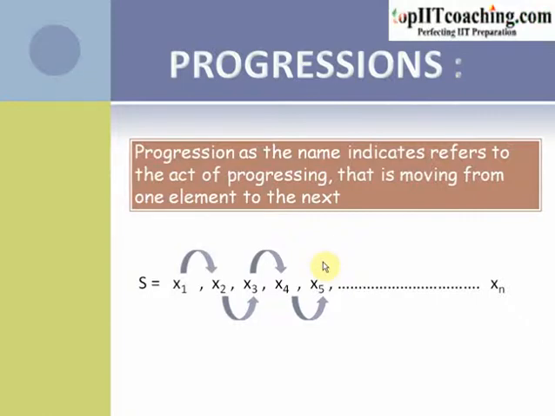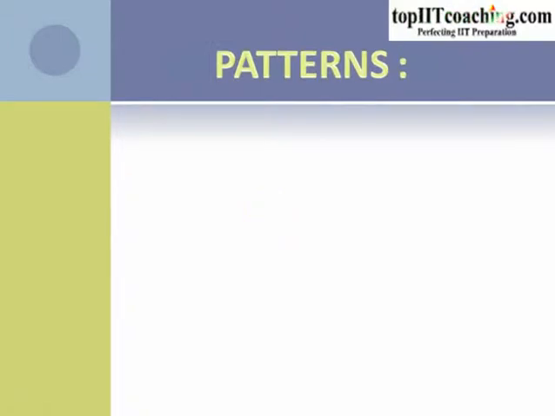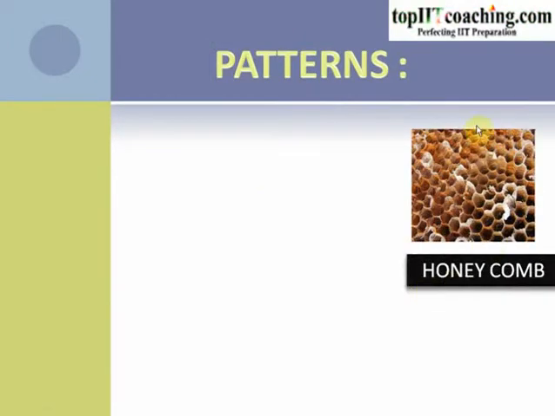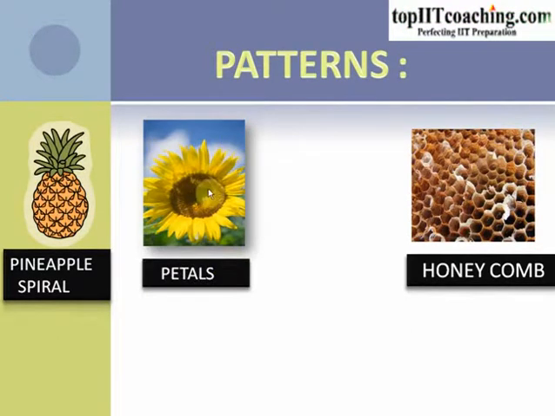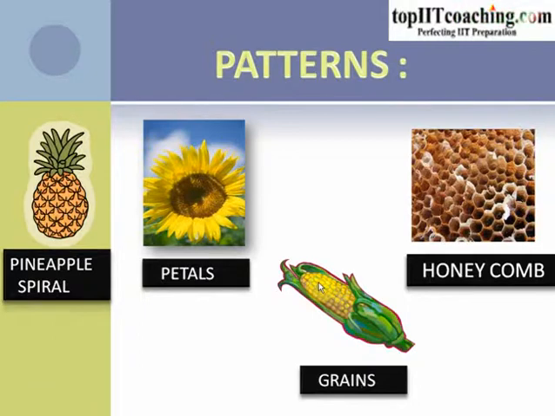So it's possible that these series have some pattern. That is, the elements follow a definite rule. So first of all, let's see what we mean by pattern over here. Now in our daily lives, we see so many patterns. Like if we look at the honeycomb, then it has got a pattern, it follows a rule. If we look at a pineapple, then we see this spiral follows a particular pattern. Similarly, if we look at a sunflower, you can clearly see that the petals follow a pattern or a rule, and even the grains of a maize cob follow a pattern. So these are some of the examples of things that follow a pattern in our daily life.